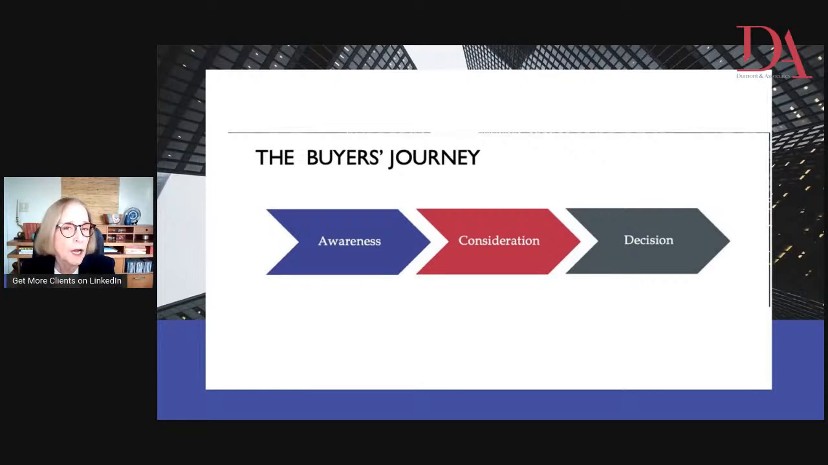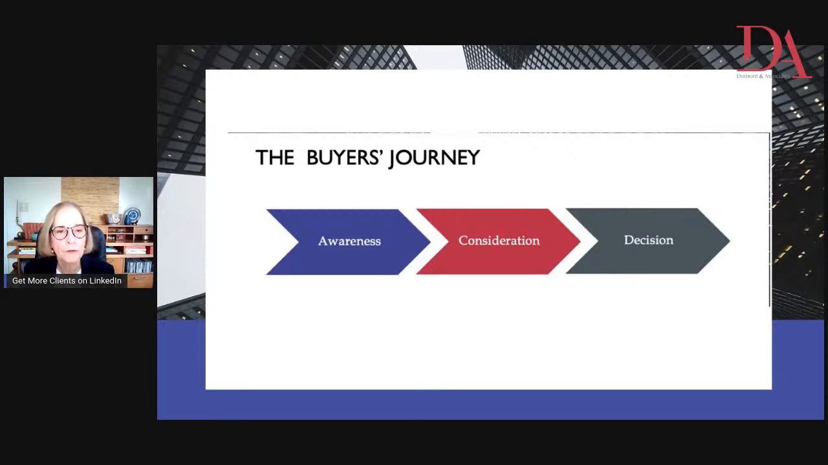So by the time they get to that decision, they already know you, like you, and trust you, right? Okay, so in the awareness stage, that's when people know they have a problem. They're not sure what's causing it, but they know they have a problem. Perhaps, if we're looking back at 2022, they may have an income problem. It struck a lot of businesses. So they know they have the problem.